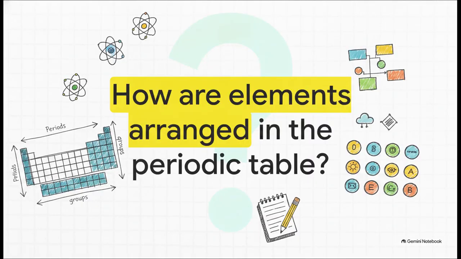Right at the top of that notebook page is a prompt, and we're going to treat this as our core mission for the entire explainer. Quote, how are elements arranged in the periodic table? Describe periods and groups. I know, it sounds super straightforward, right? But answering this specific question unlocks the whole logic of chemistry. We're basically figuring out the exact rules of the neighborhood these elements live in.